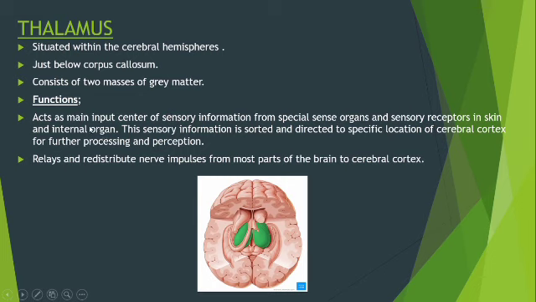Functions of the thalamus include: it acts as the main input center of sensory information from special sense organs and sensory receptors in the skin and internal organs. The sensory information is sorted and directed to specific locations of the cerebral cortex for further processing and perception. The thalamus relays and redistributes the nerve impulses from most parts of the brain to the cerebral cortex. And in this diagram, the thalamus is highlighted in green color.